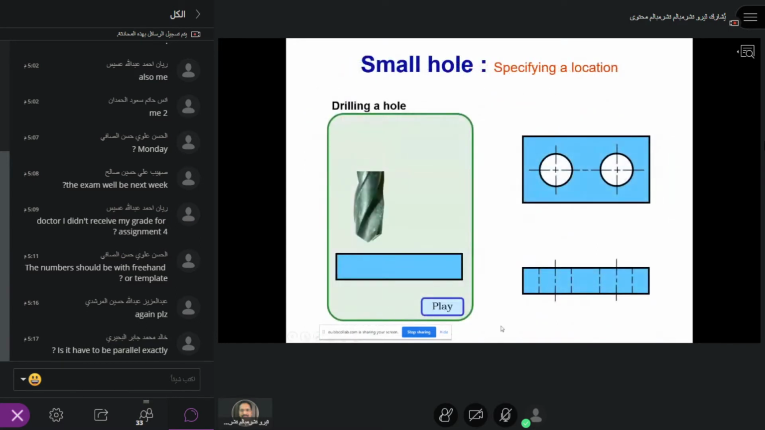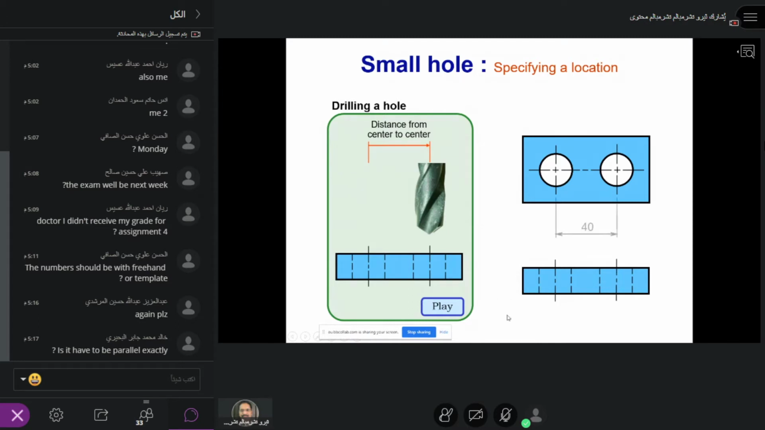So now you see how it works. This is drilling a hole, and you move the center to center distance, drill another hole, and then you mark the center to center distance in the dimension. So how can I show it here? So two holes are here, throughout, and I draw it with the center to center 40.